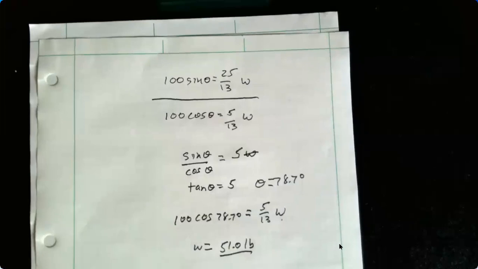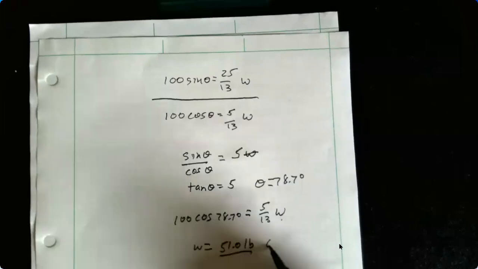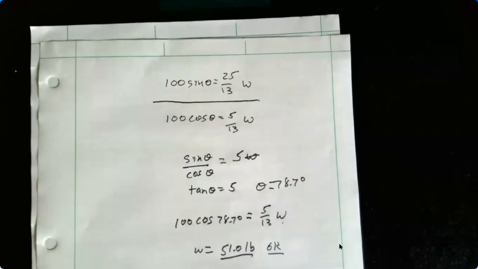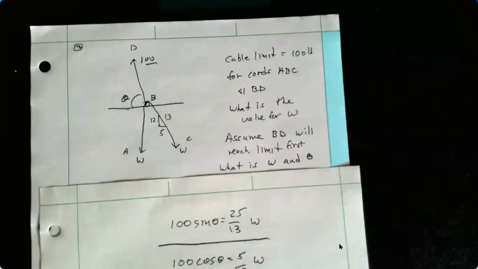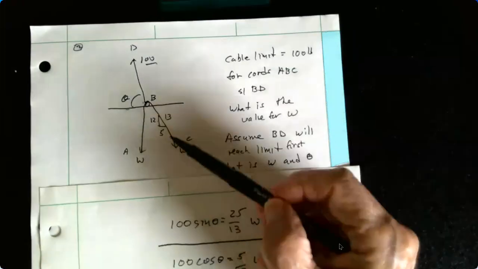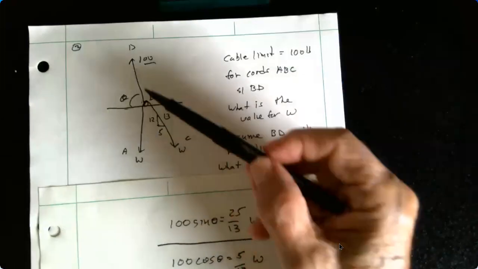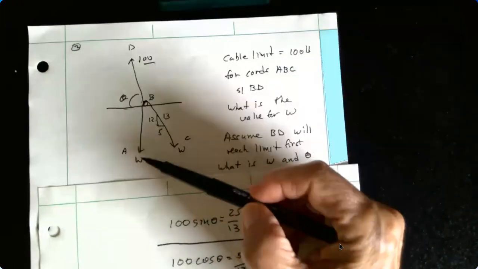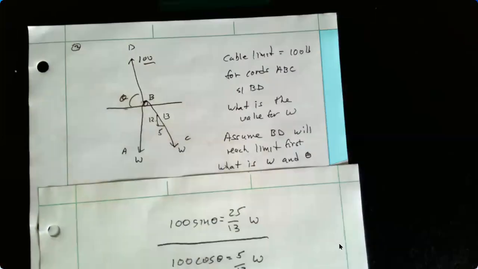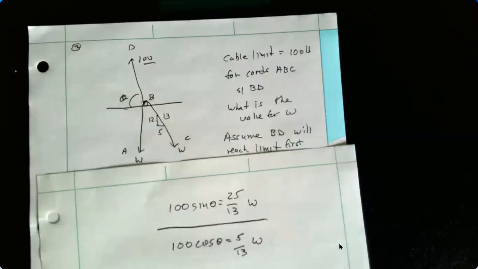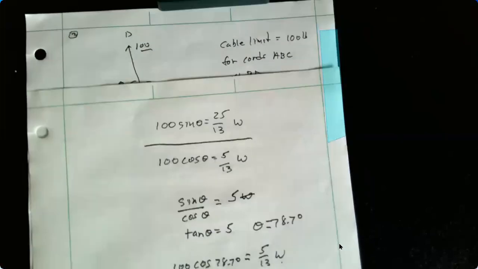Which is okay, because if we go back to look at our system here, the max is 100 pounds anywhere. We assumed it's going to reach up here, but so this is okay. W doesn't exceed 100 pounds. Okay, so it's less than 100 pounds, and we're good on that one.